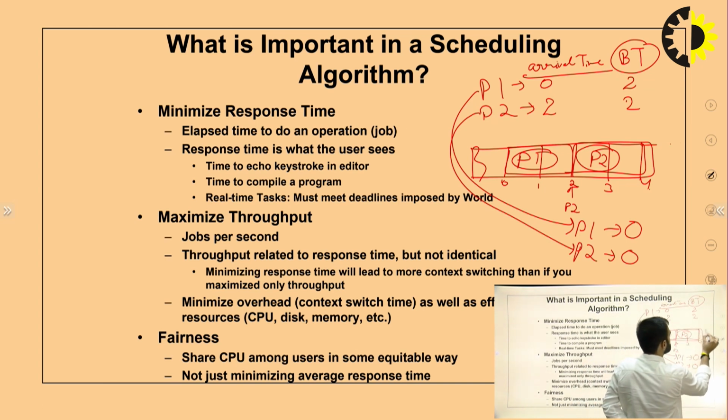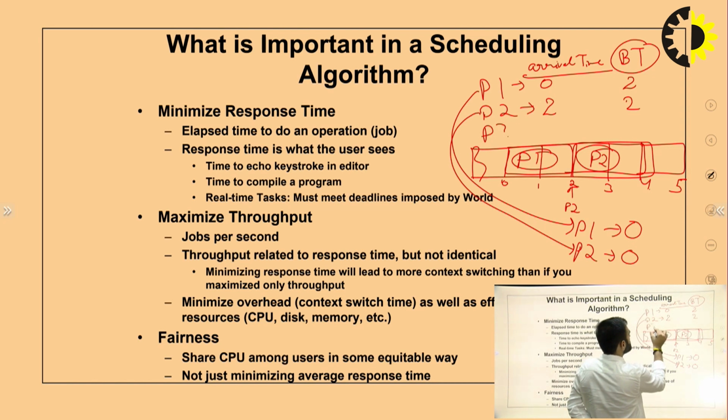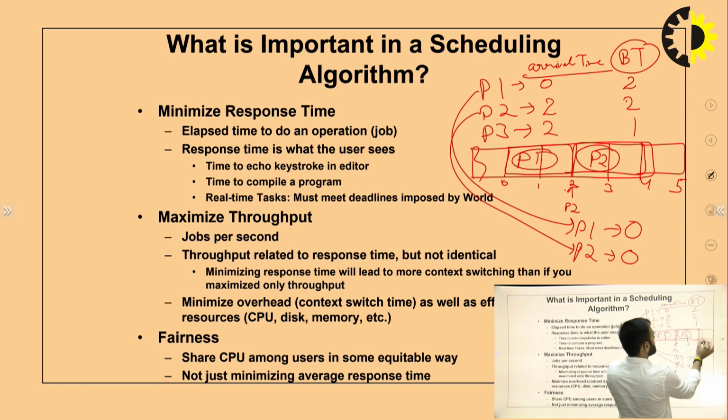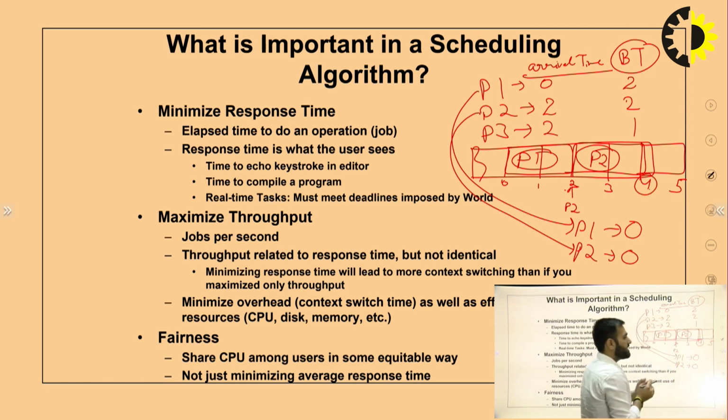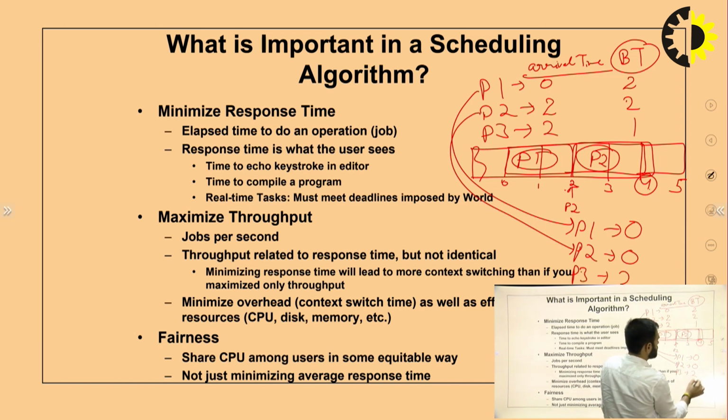Let's say there is one more time slab, 5. Now process P3 arrives at 2. Process P3 is also arriving at time 2, right? But it is getting the CPU at 4, right? So the response time for P3 is 2.